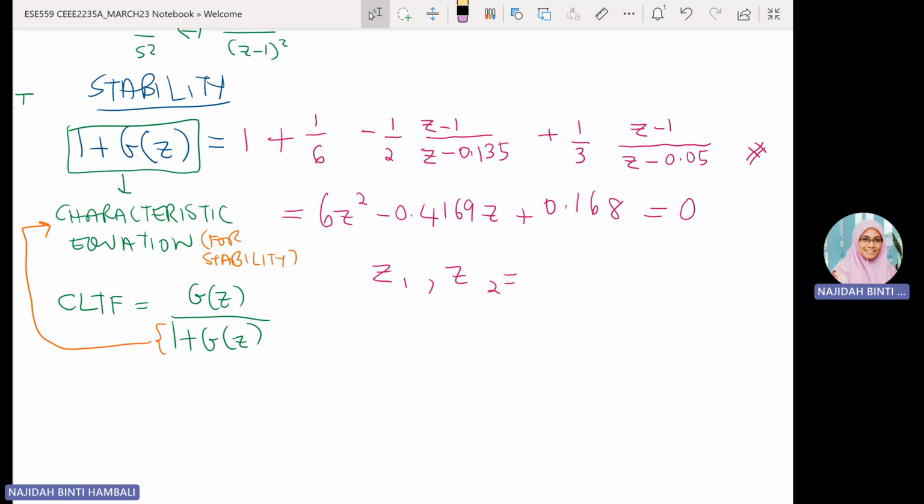Challenging tak? Nak simplify. Dia tak kisah hampir dapat ke apa ke. Yang penting jawapan Z1, Z2 betul, nak determine stability.